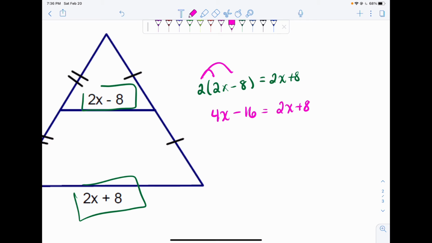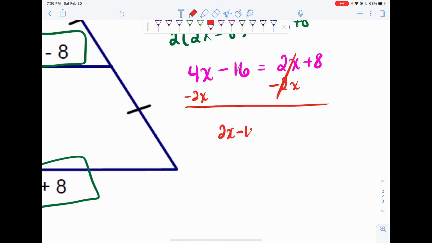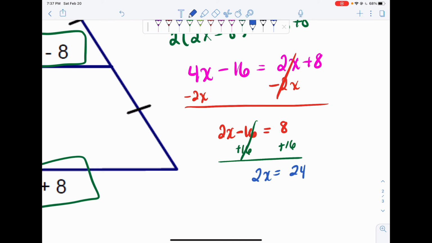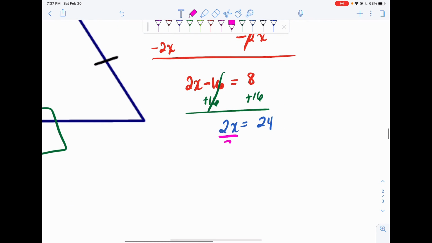Now that I have 2x plus 8 and 4x minus 16, I want to get all my x's on one side, so I'm going to subtract 2x from both sides of my equation. 4x minus 2x is 2x, so I get 2x minus 16 equals 8. I now want to get that minus 16 to the right-hand side, so I'm going to add 16 to both sides of my equation. And I get 2x equals 24. Now that I know 2x equals 24, divide both sides by 2, and I get x equals 12.